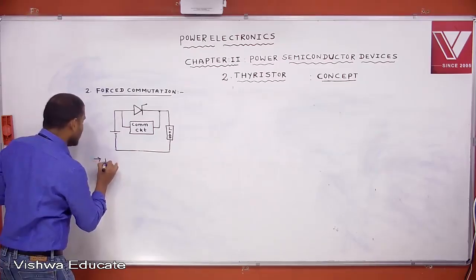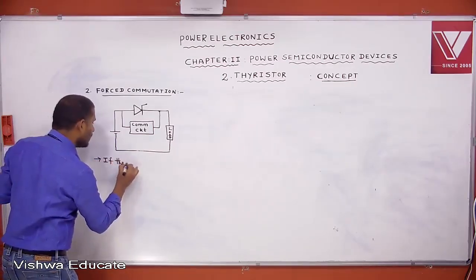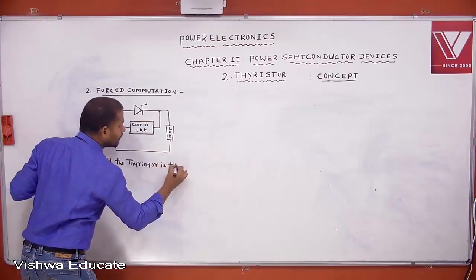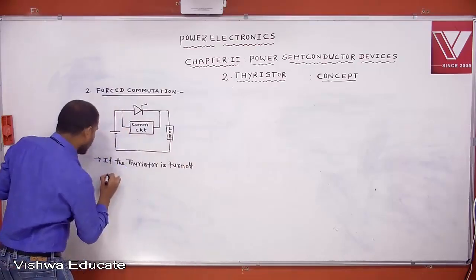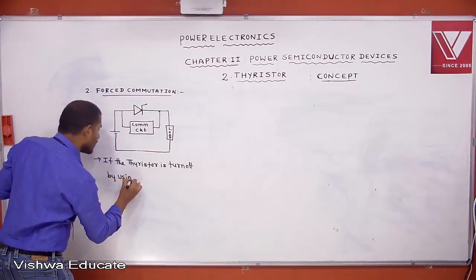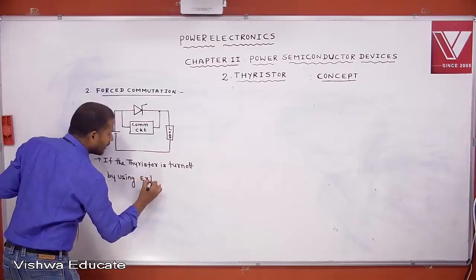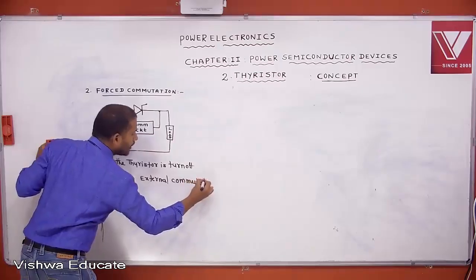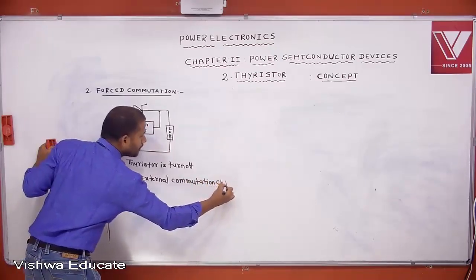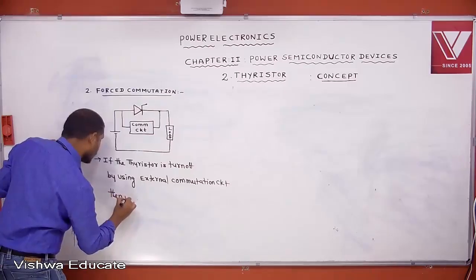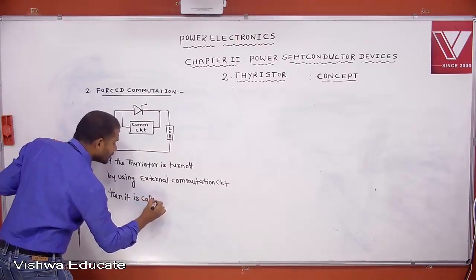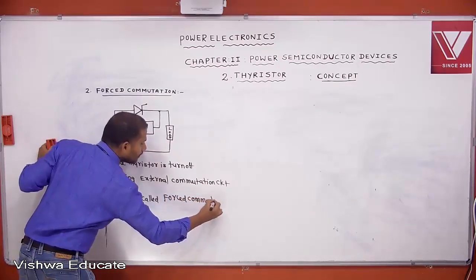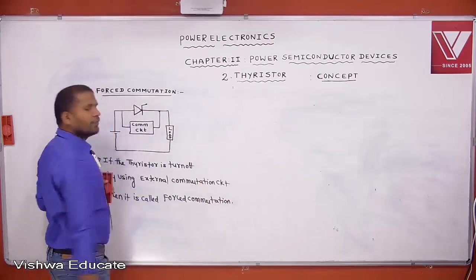That is, if the thyristor is turned off by using an external commutation circuit, then it is called forced commutation. This is exactly what forced commutation is.